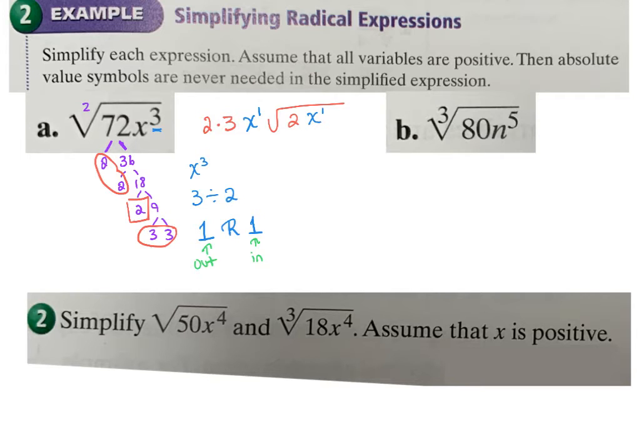Now, if you have multiple things come out, you just multiply them. So you have 2 times 3 times x. So on the outside, I'm going to have 6x. If you have multiple things stay in, you just multiply them. 2 times x is just 2x. And that would be how I simplify that.